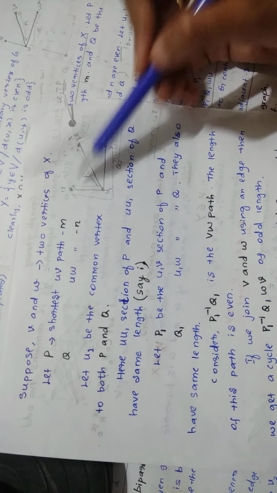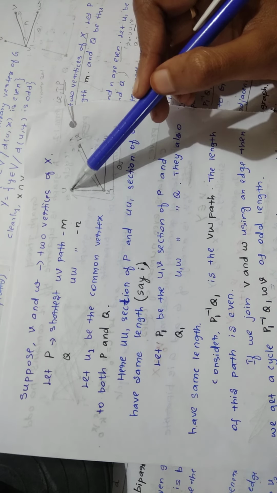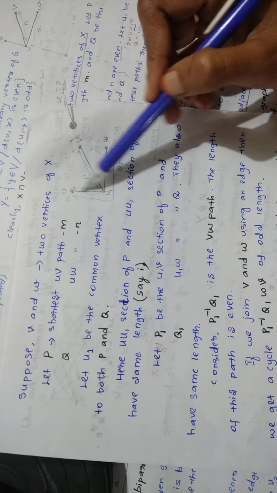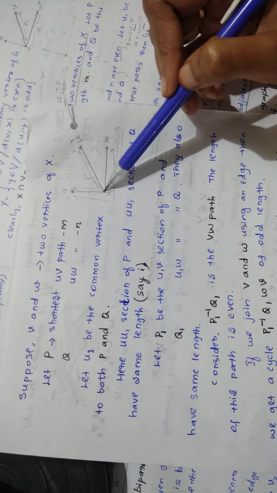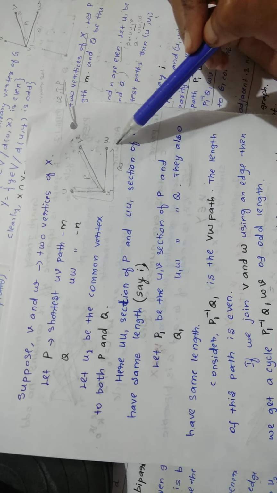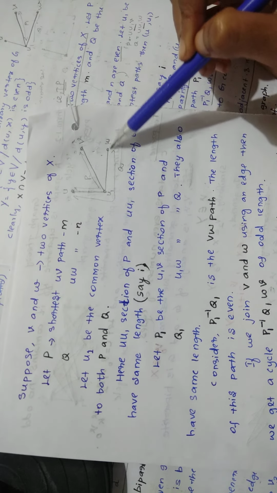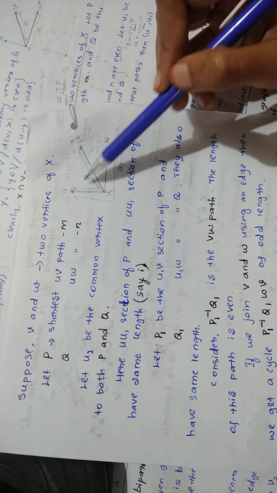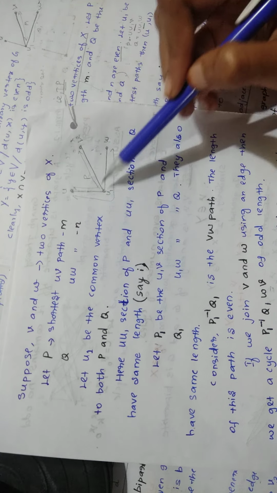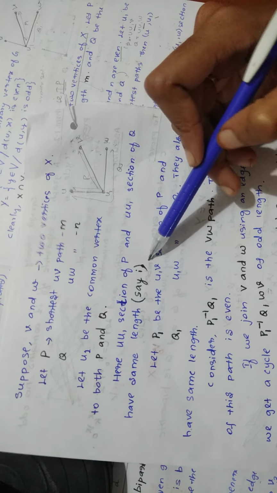So if there is a UV path that you have denoted as P, how will you go? You will go to U1, and after reaching this you will go to V, right? If you talk about the UW path, what will you do? You will cross U1, after that you go to W. So from P and Q, what you can say is that the U1 section of P and the U1 section of Q have the same length. This is the same length, so you are denoting it as I.